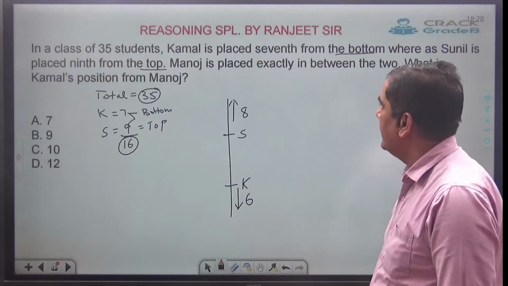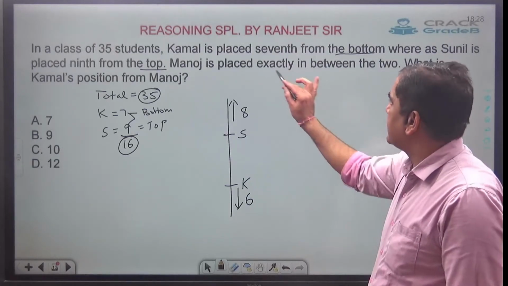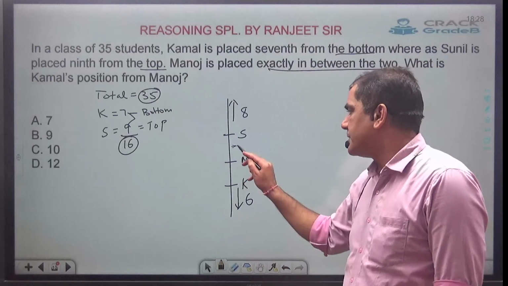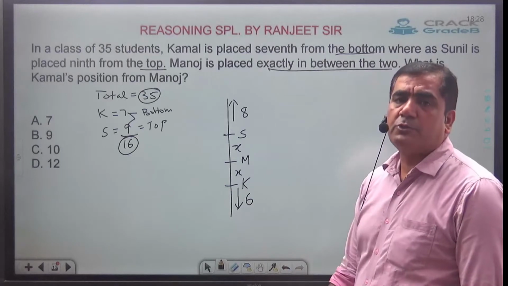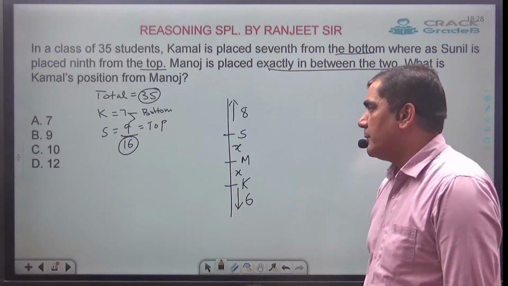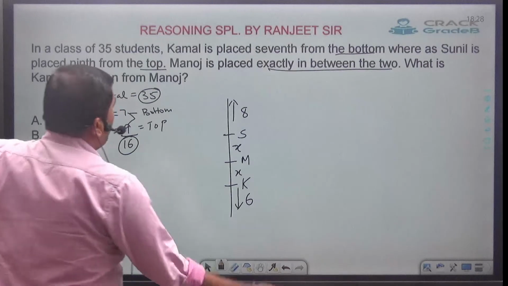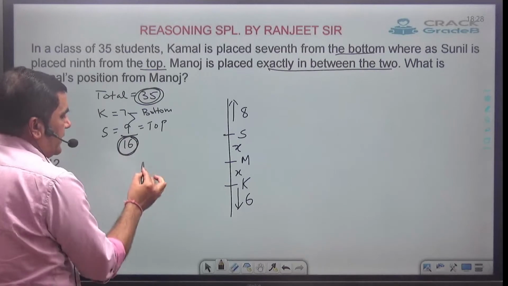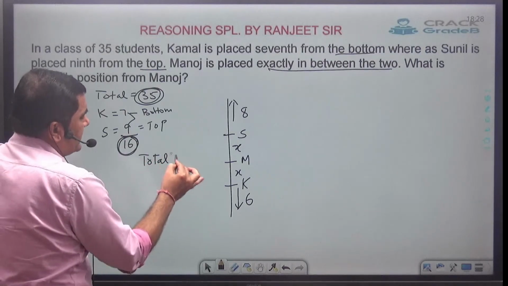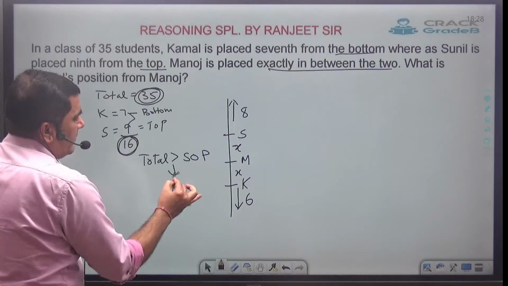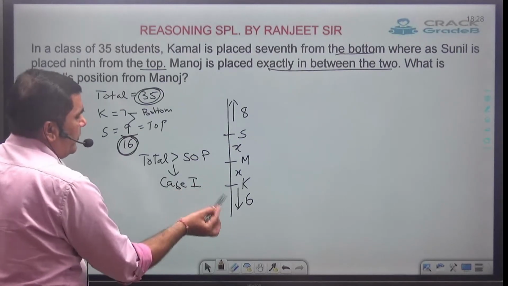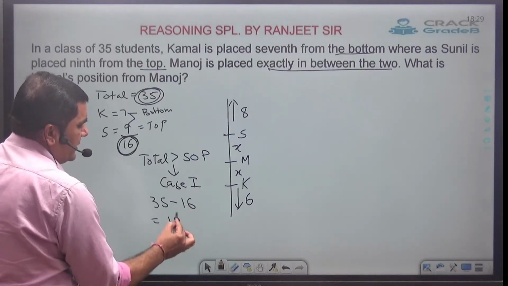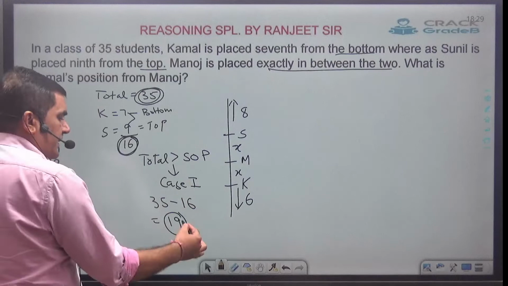Okay. Now, Manoj is placed exactly in between. Means what? X and X. My job is to find the value of X. Now see, total comes out to be 35 and the sum of the positions comes out to be 16. So here, total is greater than the sum of positions, and that will be case number 1. Case number 1 will be 35 minus 16, which comes out to be 19. So in between these two, there must be 19.